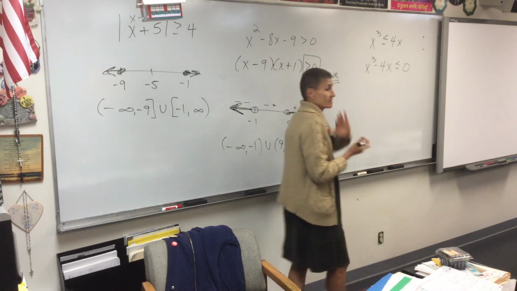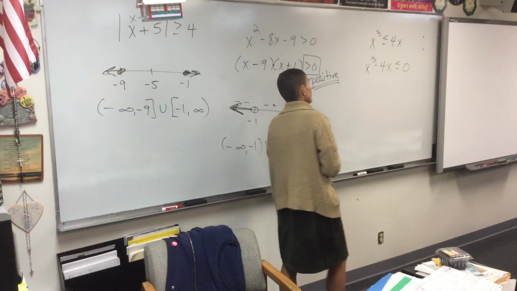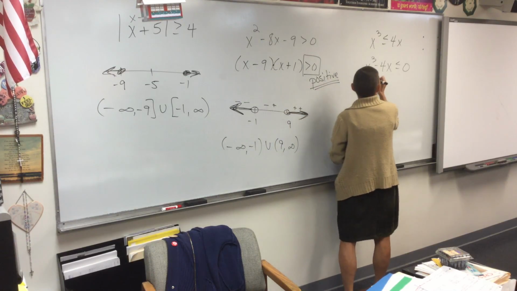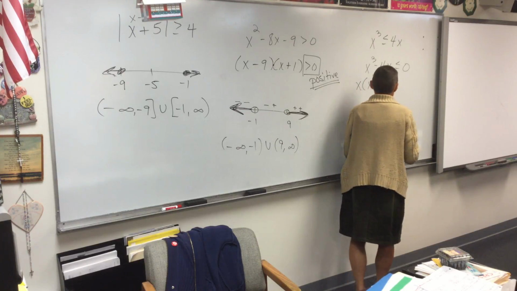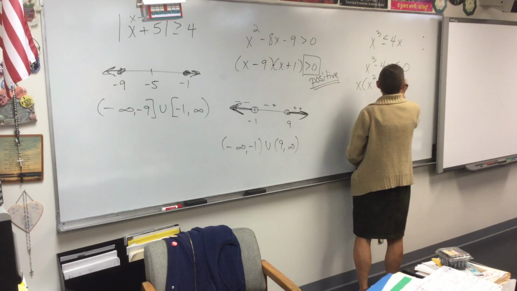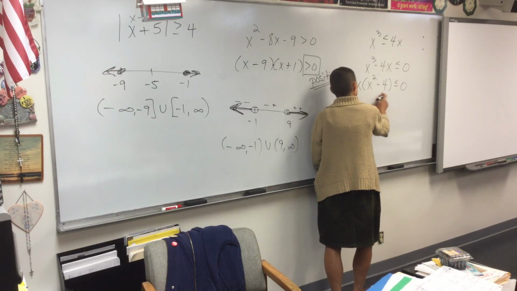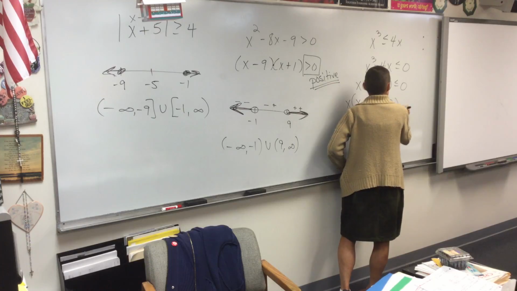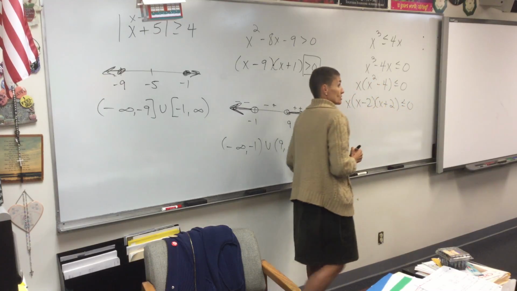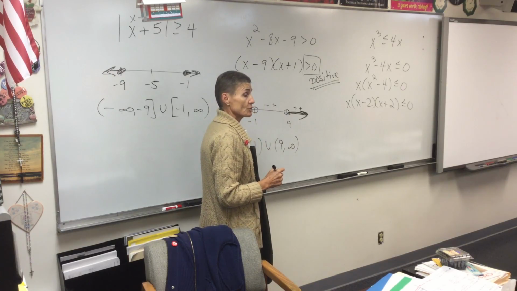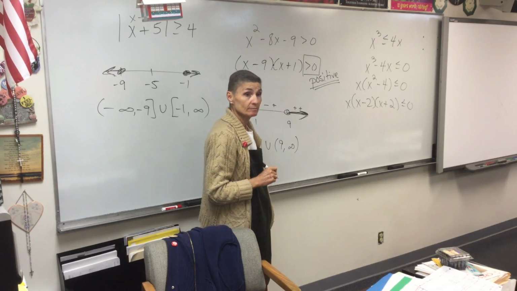What do you think I'm going to do next? Factor it. And how do you factor something like this? Take out an x. I'm not dividing it out, I'm just taking it out, so it's still there. And then, what about this guy? x squared minus 2 factors as x minus the square root of 2 times x plus the square root of 2. We call that the difference of squares. So now it's factored completely.